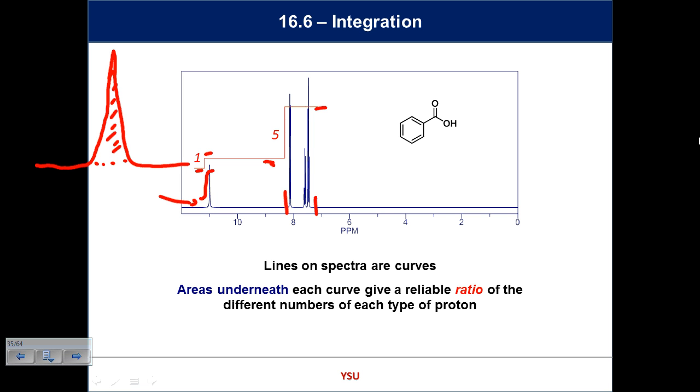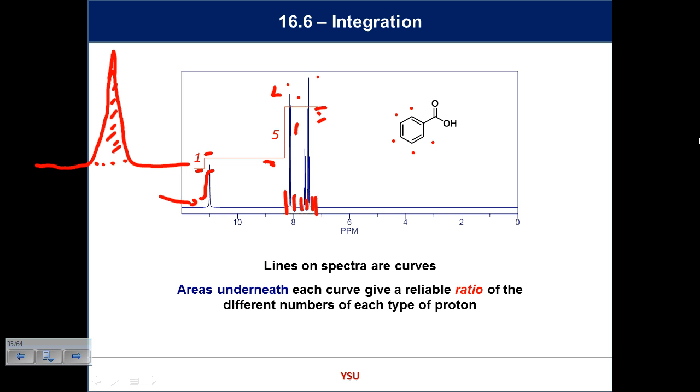So 1 to 5 could also mean 2 to 10, right? 1 to 5 tells you in this molecule that you have a 1 to 5 ratio. What would the ratio be if your integrator was good enough to integrate that signal and separate those two signals? What would my numbers be here and here and here? 2 to 1 to 2. That's where this comes in very handy.